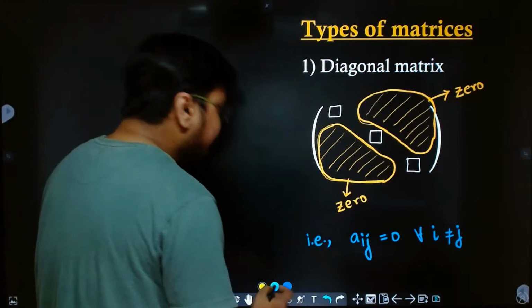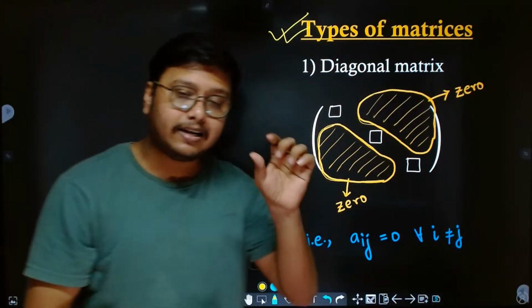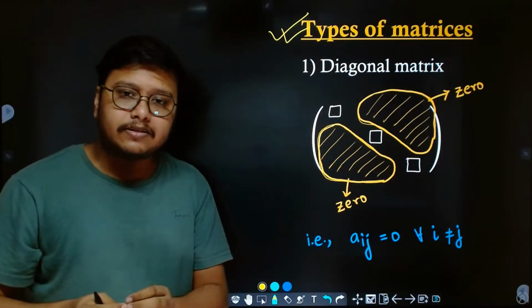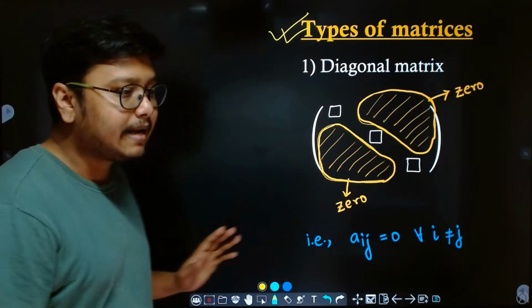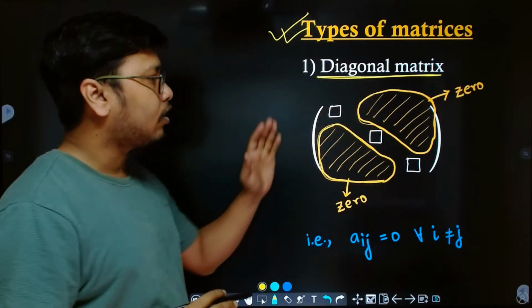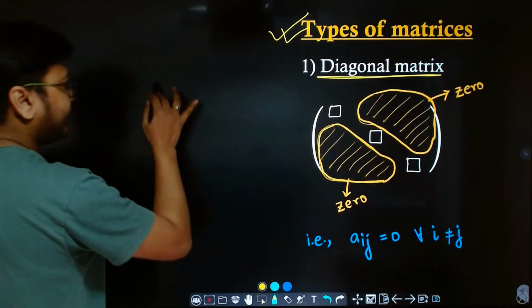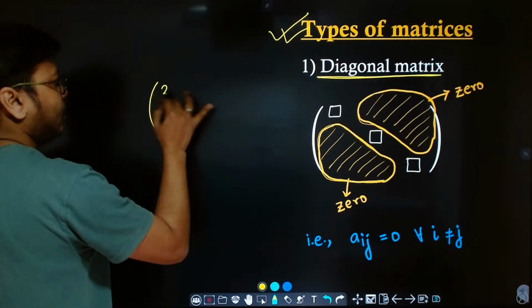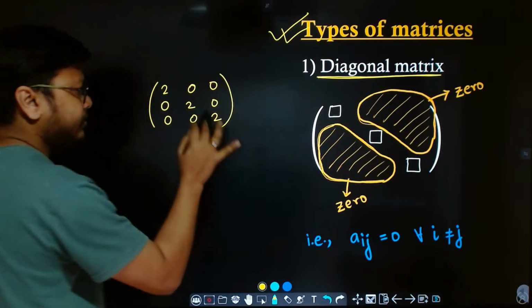Types of matrices, you need to remember the names. Because in the questions the names will be given directly, that this kind of matrix is given and this is what you have to find out. So you need to remember the names of the matrices. Diagonal matrix. Now people have a lot of misunderstanding when we say diagonal matrix. People usually think that a diagonal matrix is something like this, let's say 2 0 0, 0 2 0, 0 0 2. This is a diagonal matrix.